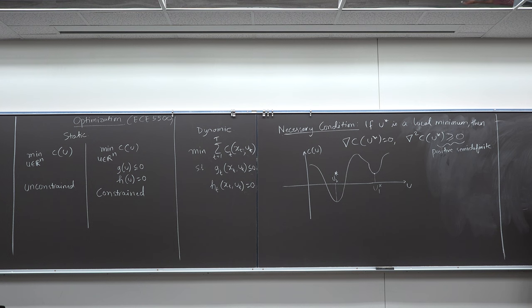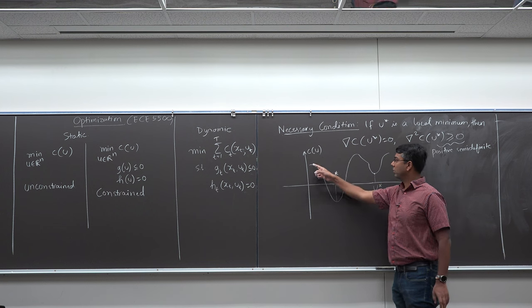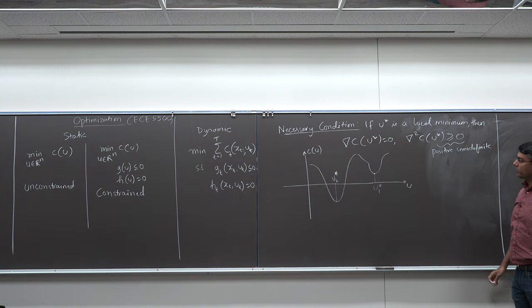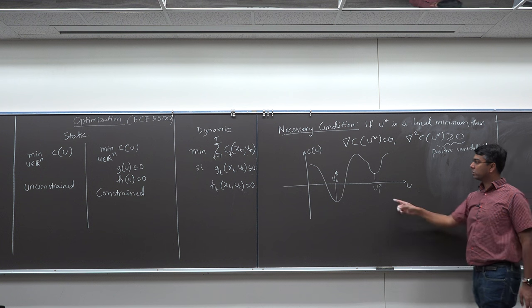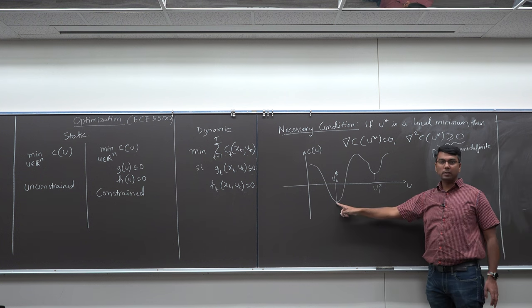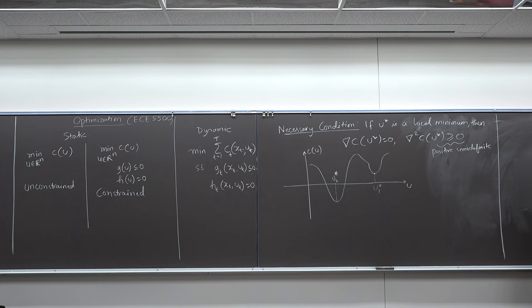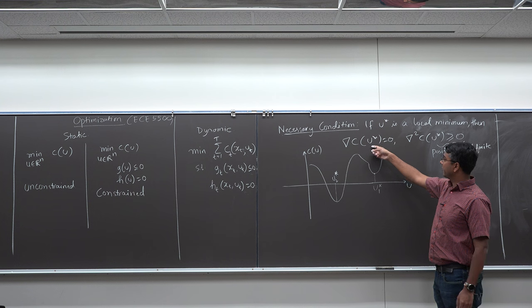Well, the peculiar thing is, if you look at the slope of the function, so remember this is Cu. So this function is Cu. If you look at the slope of the function at U1 star and U2 star, the slope is zero, because the tangent to this function is a horizontal line at U1 star and U2 star. So that's the first condition.